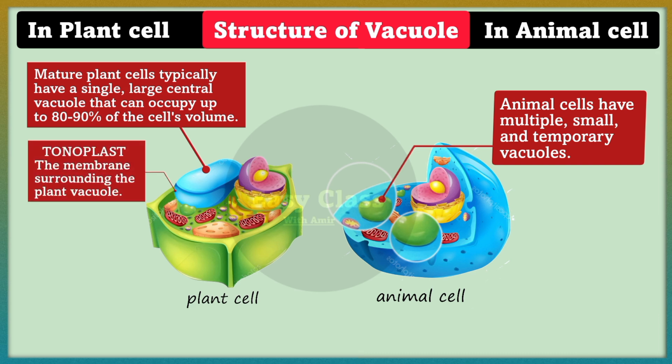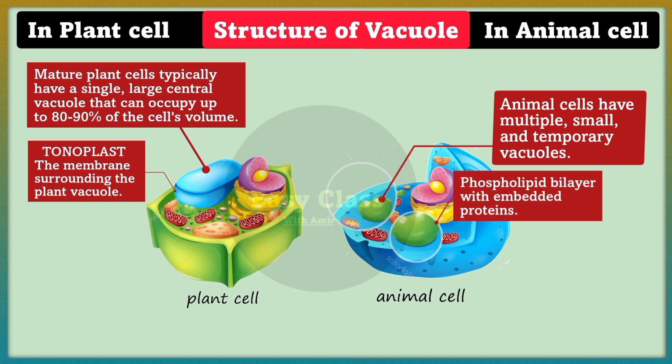The membrane surrounding the plant vacuole is called the tonoplast. This membrane plays a crucial role in regulating the movement of ions and other substances into and out of the vacuole, and in maintaining the vacuole's internal environment. In animal cells, similar to other organelles, the membrane is a phospholipid bilayer with embedded proteins.